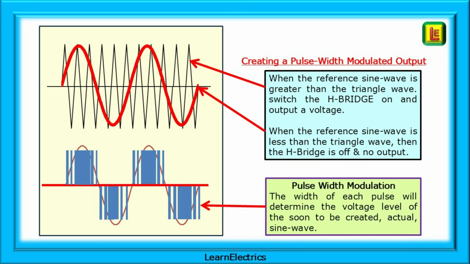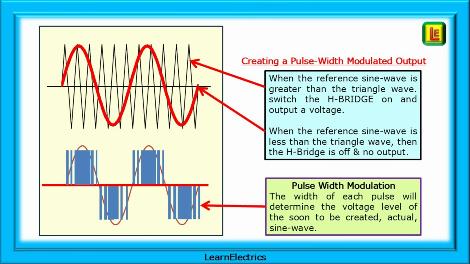If we overlay the two signals, we can see what the comparators can see and how they create this pulse width modulation. When the reference sine wave is greater than the triangle wave, they switch the H bridge on and output a voltage. When the reference sine wave is less than the triangle wave, then the H bridge is off and there is no output. We end up with a series of pulses, far more than are shown here, some positive and some negative. The width of the pulse is an indication of the amplitude of the reference sine wave.